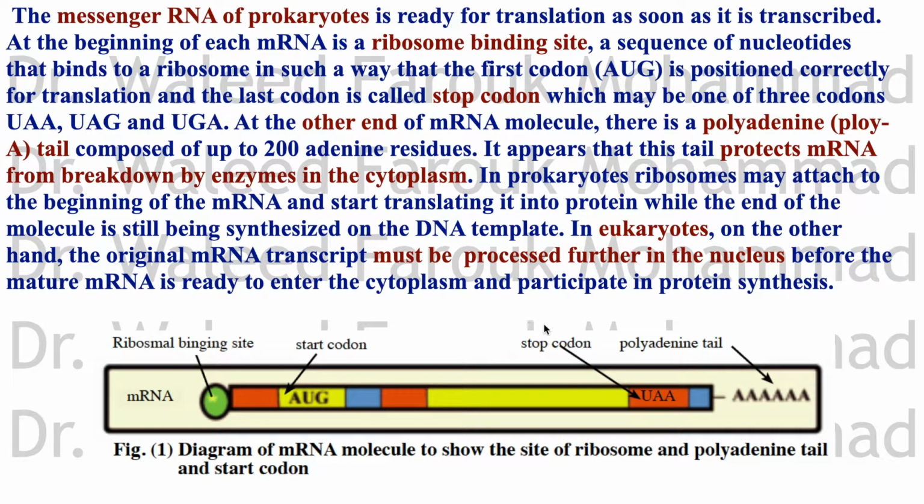In prokaryotes also, the messenger RNA is ready for translation as soon as it's transcribed. It can bind to the ribosome at one end while the other end is still being formed. There is a binding site for the ribosome on one end, as you can see here, the ribosome binding site, and it has a certain sequence which is AUG. After a while, there's a stop codon, which is one of three: UAA, UAG or UGA.